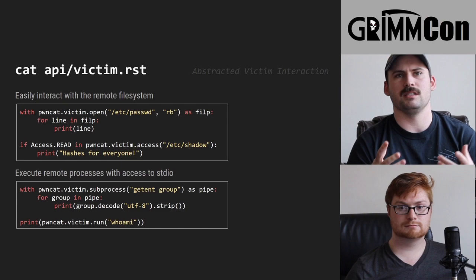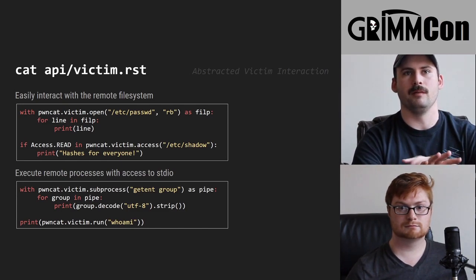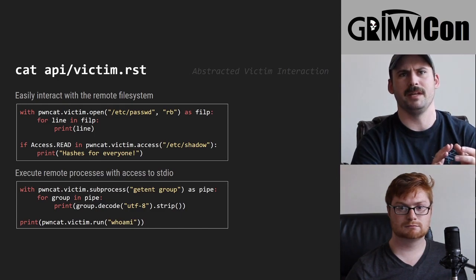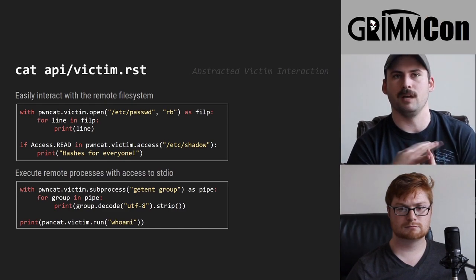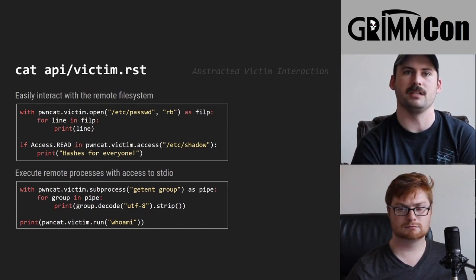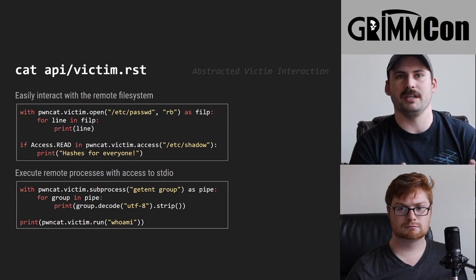There's some other file system abstractions, things like list directory, changing directory, all of those are abstracted within the victim object. So as you're implementing these, whether it be a persistence module, a regular command, a privesc module, an enumeration module, whatever it is, you can just interact with it like it's your local host almost.